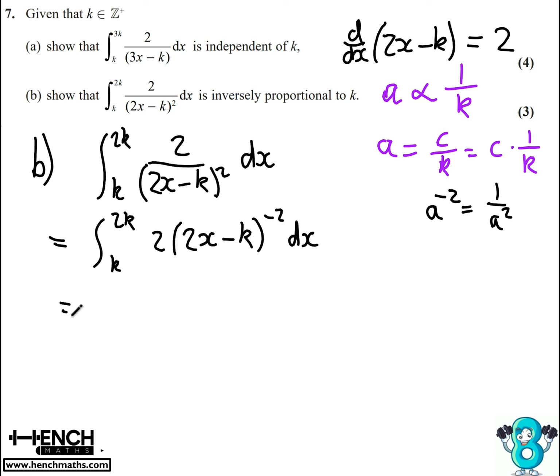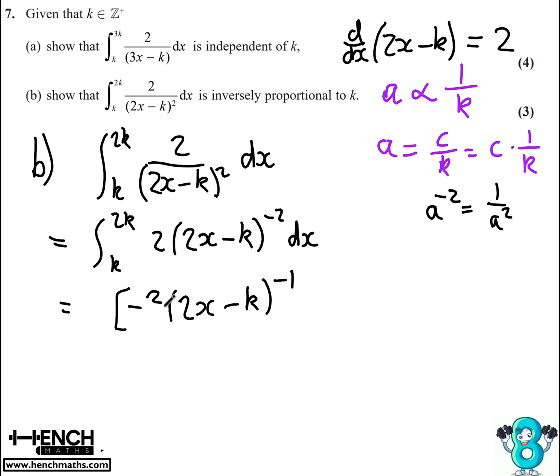So let's put this into practice. So what we're going to do is we're going to add 1 to the power. So you're going to get (2x subtract k) to the power of negative 1. And then we're going to divide by negative 1. We're also going to divide by 2. So that's going to cancel out this 2.